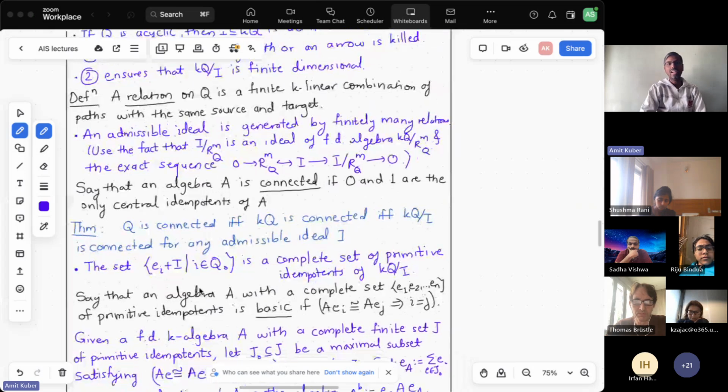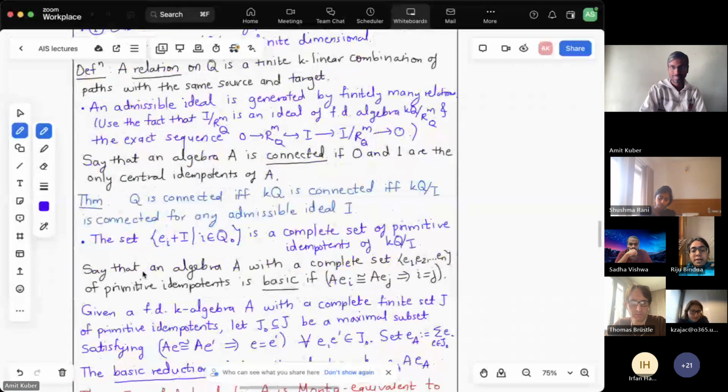So how to obtain this complete set of primitive orthogonal idempotents for the bound quiver algebra? Well, that will be e_i plus I, where I is the admissible ideal. You simply take the images, the corresponding cosets of the original primitive orthogonal idempotents. Now, again, there are certain things I'm sweeping under the carpet.